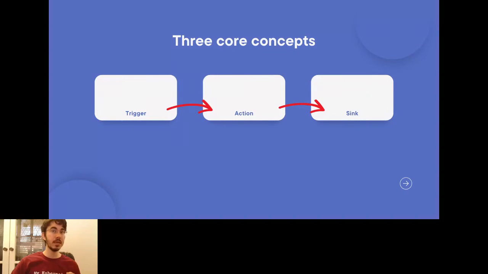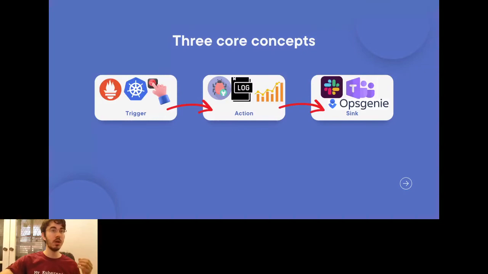And lastly, a sync, that's the destination. That's where the data is sent to you, where you get a notification about that. So that could be a Slack channel, for example. And I'll give some examples now of each of these different concepts.